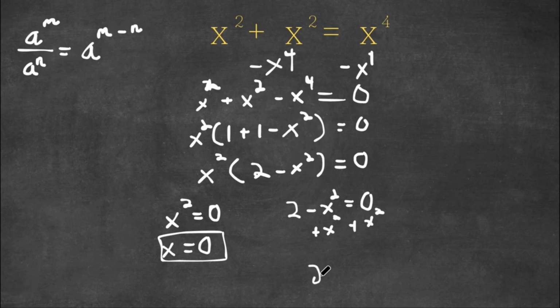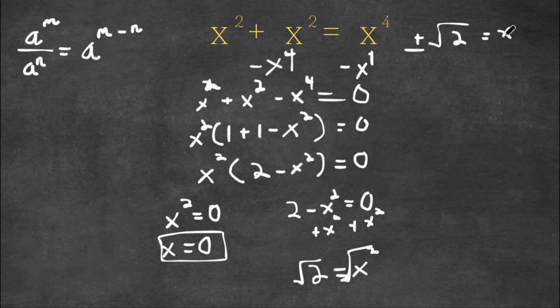Now for the second equation, I'm going to add x squared on both sides. So now we get 2 is equal to x squared. And now if I take the square root on both sides, I get plus or minus the square root of 2 is equal to x. So these are two more solutions to this equation.